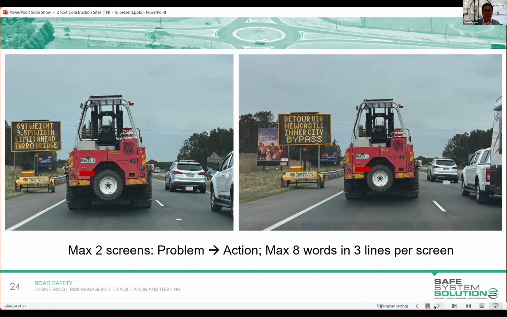So max 2 screens. The first screen should tell people what the problem is, and the second screen should tell people what to do. Maximum 8 words, 3 lines per screen.